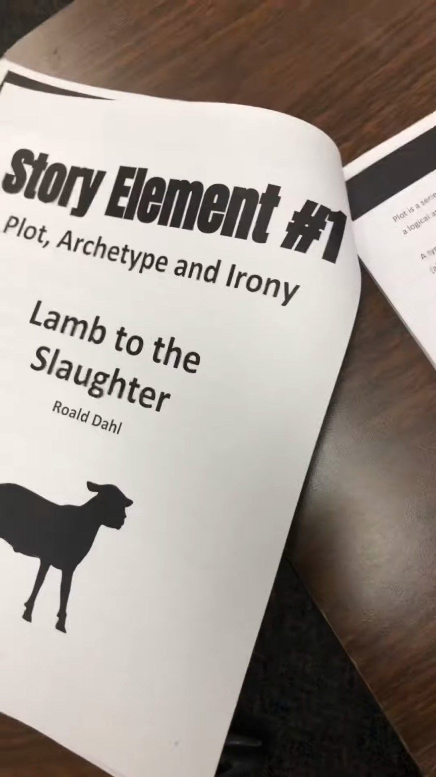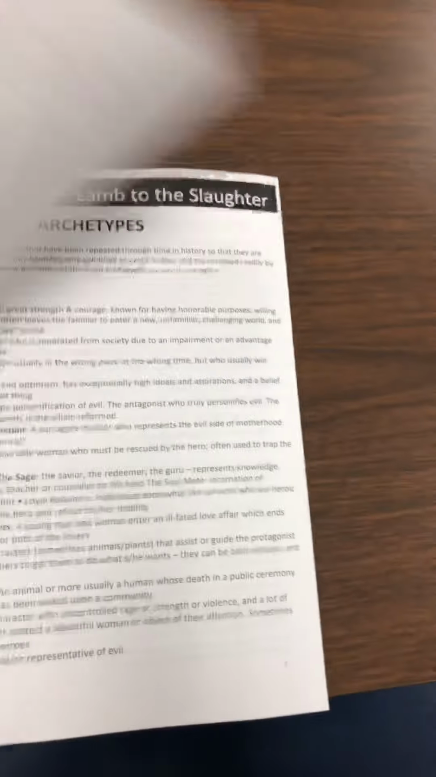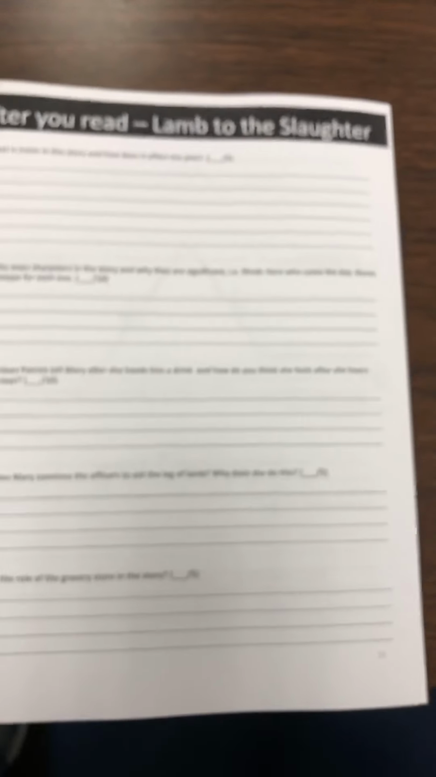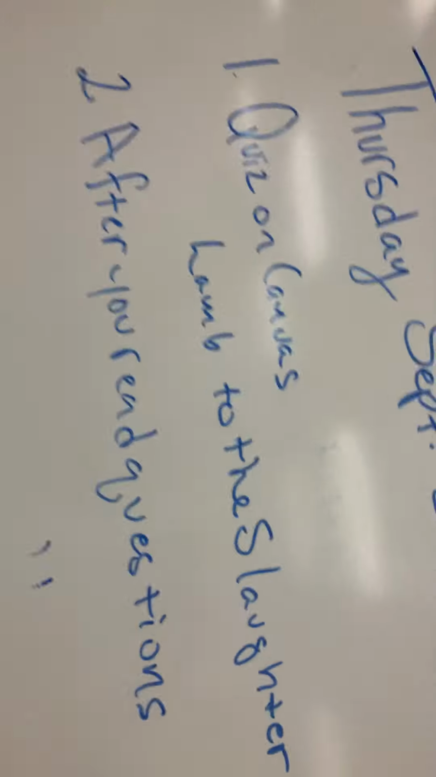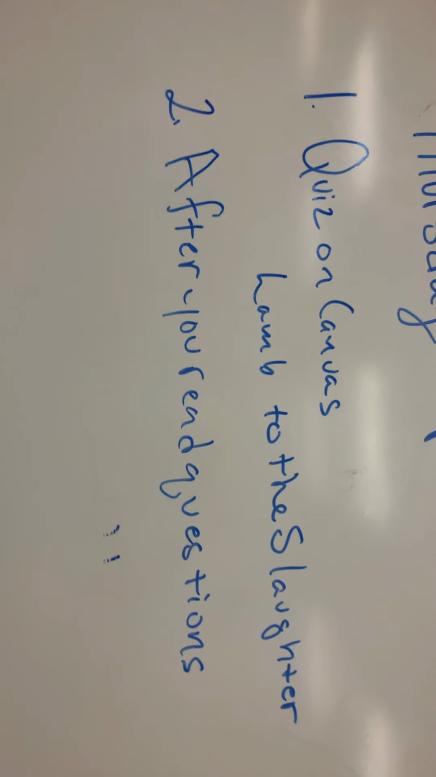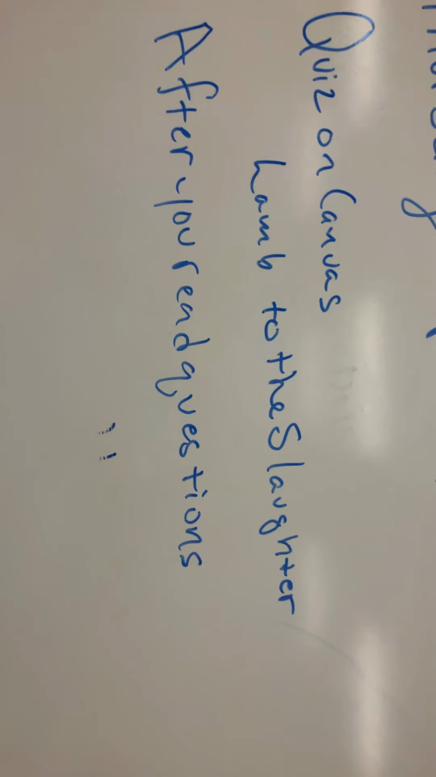You should have already done the introduction, and you should have read Lamb to the Slaughter. Don't forget to do the vocabulary on page 6. At the end, on page 15, are questions. On Canvas, though, today is a quiz about reading Lamb to the Slaughter. So you'll read Lamb to the Slaughter, take the quiz, and then there's after-you-read questions.